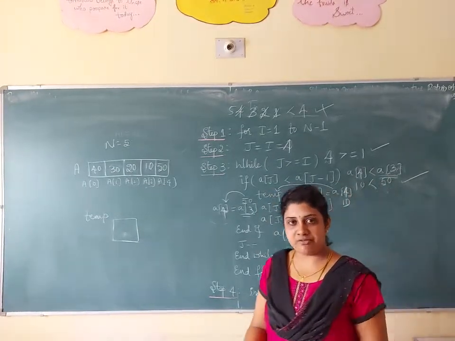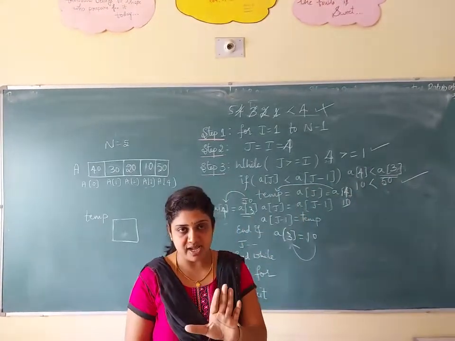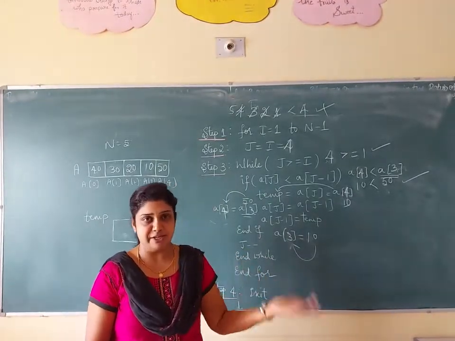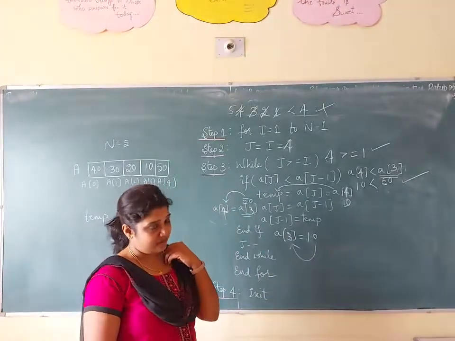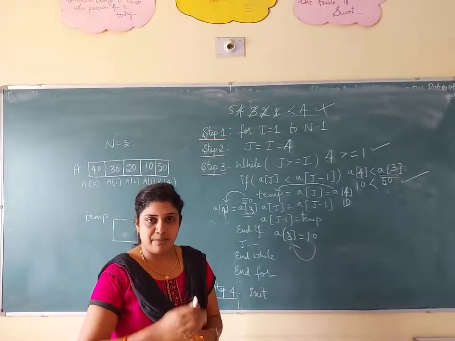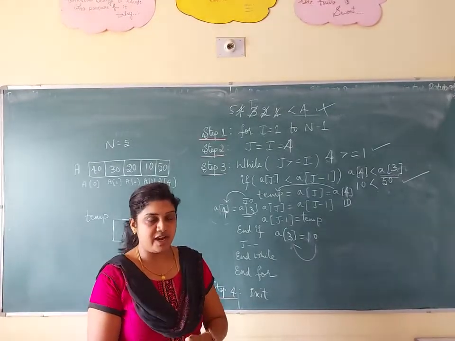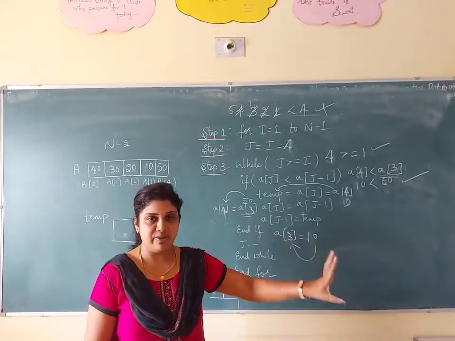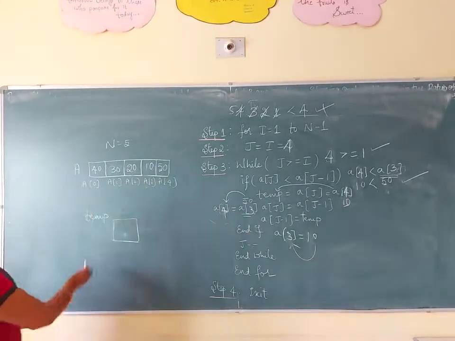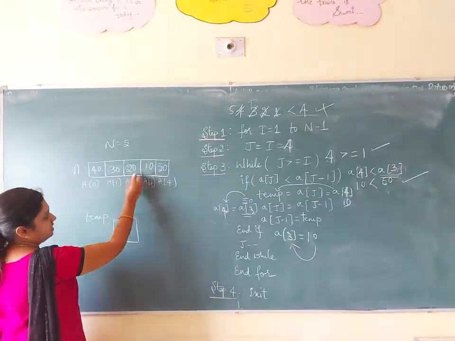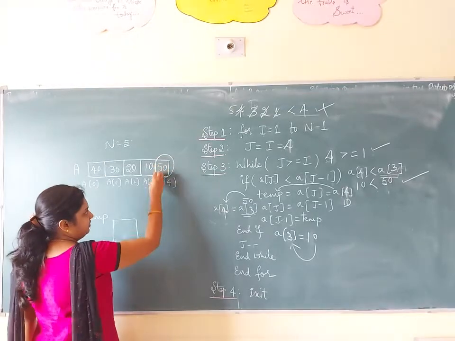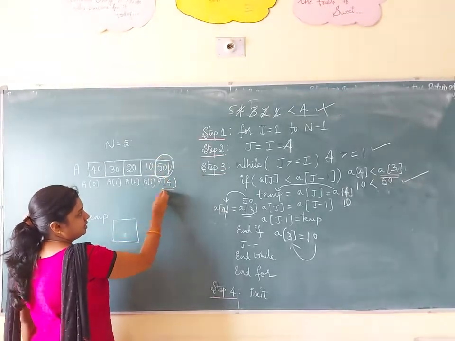So we have performed how many times? Only one time we have compared with each and every element. So my key element is what? 50. I compared with each and every element and one element will reach the correct position. See here, 40, 30, 20, 10. Only the 50 has reached the correct position.